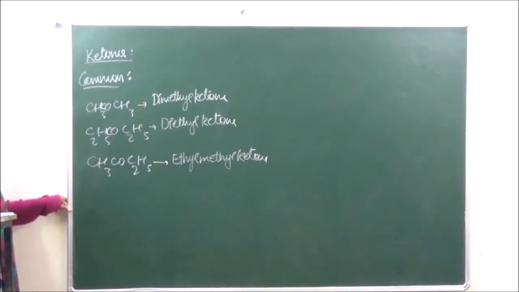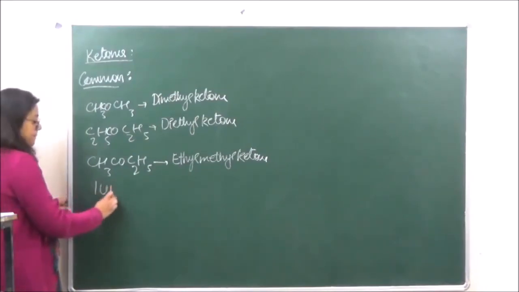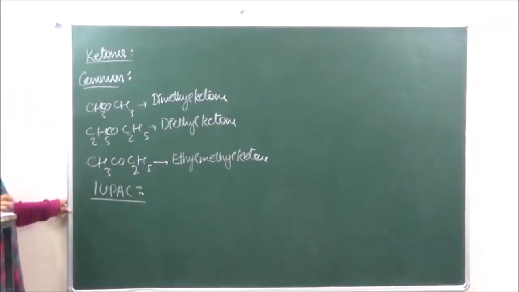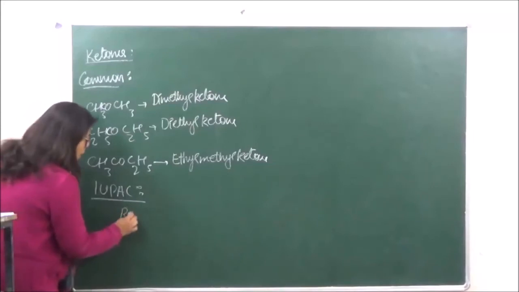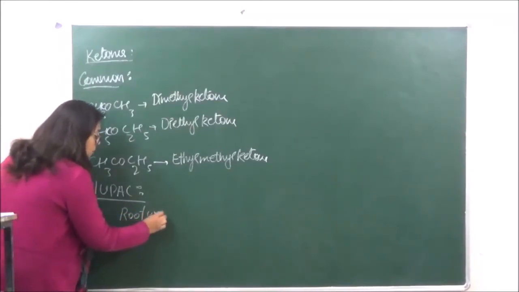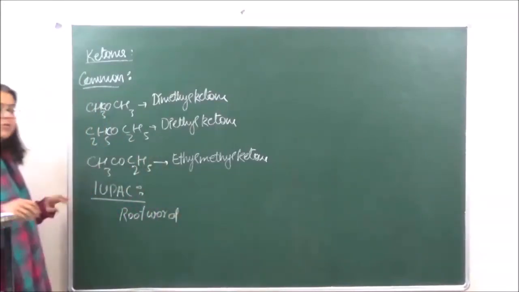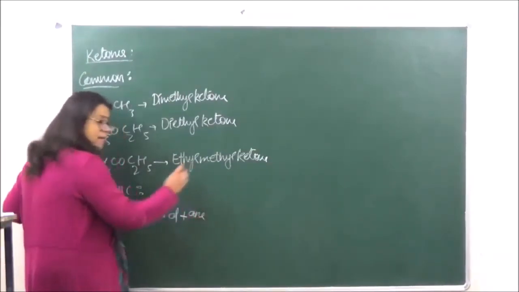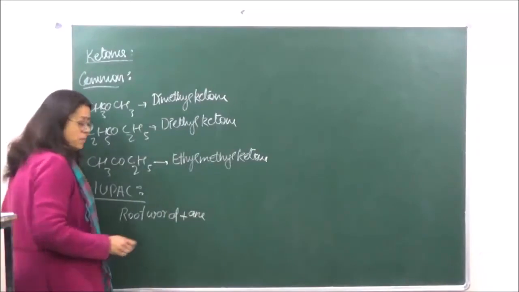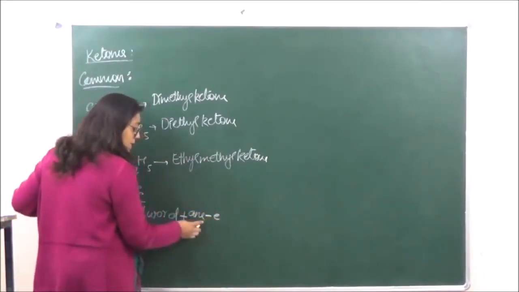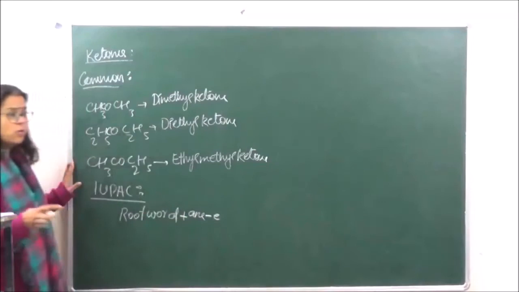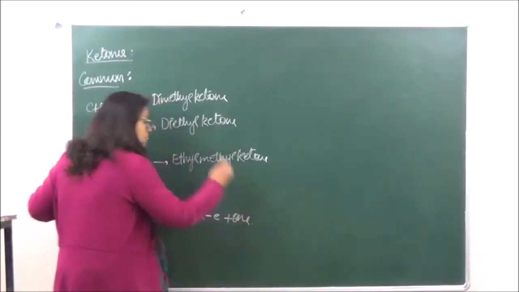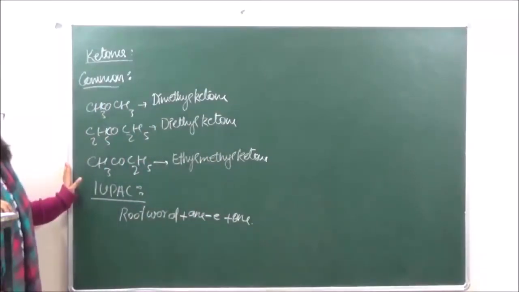Now when we are looking at the IUPAC name, in case of IUPAC you have to follow the following pattern. We write down the root word according to the number of carbon atoms, plus a if there are single bonds present, minus e. You have to abolish this e over here, and plus o. So this is how we are going to name it.